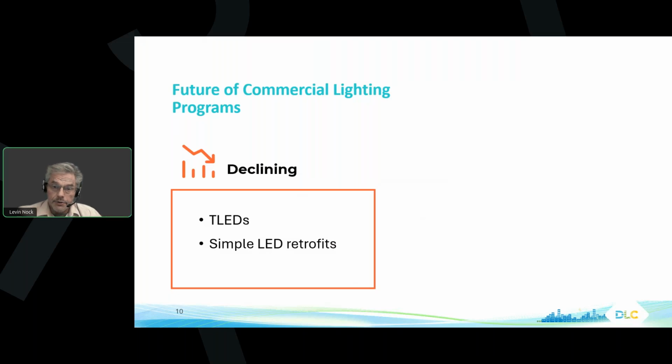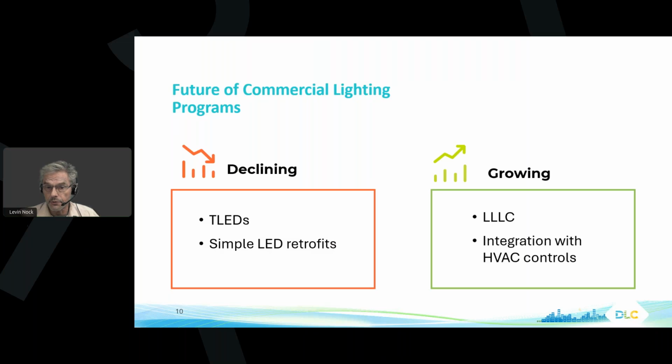So we're very interested in what the future looks like for commercial lighting incentive programs. Incentives are declining for tubular LEDs and for simple LED retrofits without any lighting controls. At the same time, lighting retrofits that include luminaire level lighting controls offer an opportunity next for commercial lighting incentive programs to continue saving energy for years to come, especially in projects where the new LLLC system can provide occupancy data to HVAC controls for even deeper energy savings.